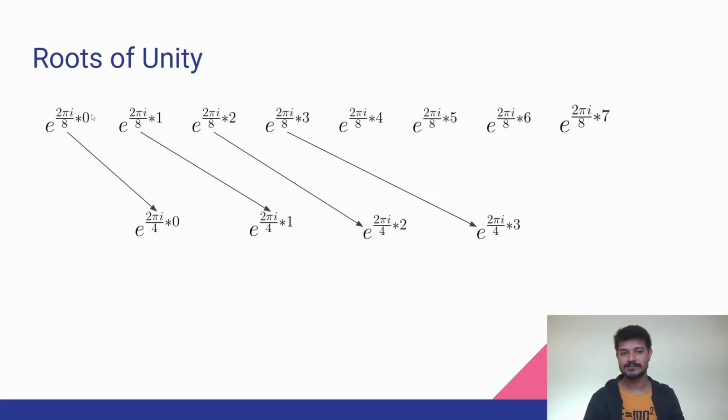When you square it, you multiply 2 into the power of it, right? E raised to the power, we already have this. When you square the whole number, you are basically multiplying the power. So 2 pi by 8 multiplied by 2, you will get 2 pi by 4 times i times 0, 2 pi by 4 times i times 1, 2 pi by 4 times i times 2, and so forth, right? So the first half of the numbers, when you square them, are directly mapped to the next roots of unity, right? One thing. So we have to somehow prove that these numbers also point to these, right?